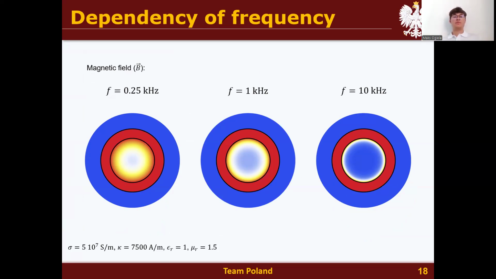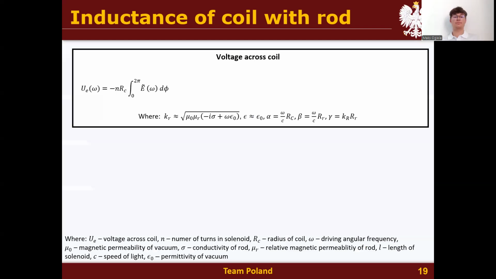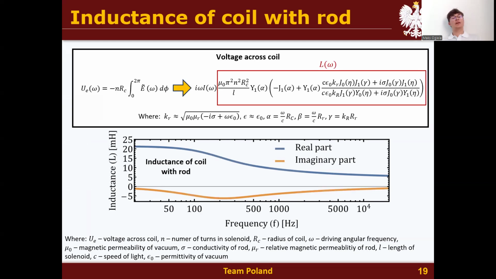And as we could expect, for higher frequencies for which the eddy currents are stronger, the skin effect is also stronger. And that's why for high frequencies, magnetic field is mostly localized at the surface of the cylindrical rod. So we can calculate the formula for the voltage drop across our coil using the integration over the curvature of our coil, and we can see that this formula looks exactly the same as the regular formula for the voltage drop across the coil, with the change that our inductance is multiplied by some function dependent on frequency.